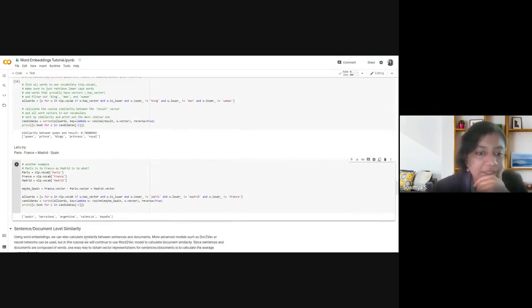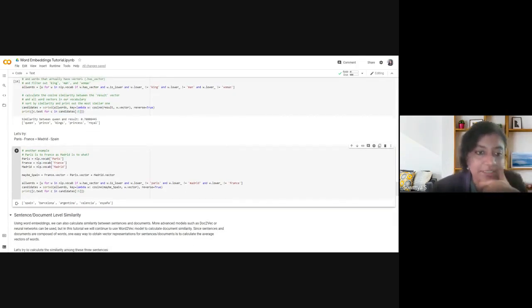So we get Spain, Barcelona, Argentina, Valencia, and España. So these are the top results related to the difference. And as I said before, it's because Word2Vec does capture a linear relationship, which might not be the case in other vectorial representations.